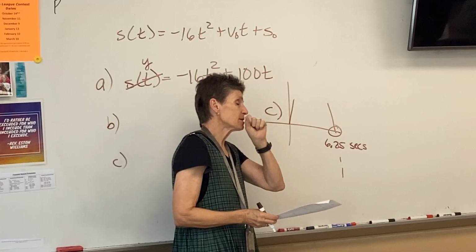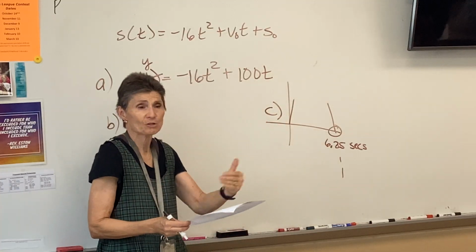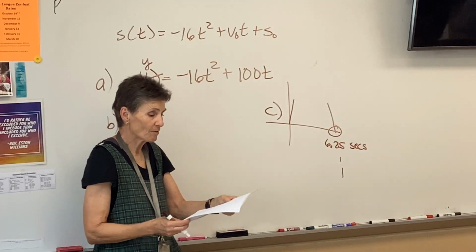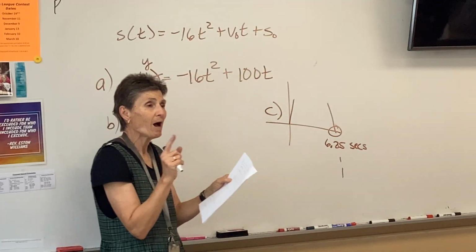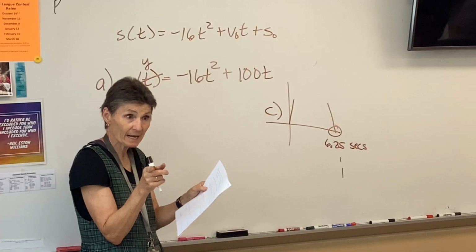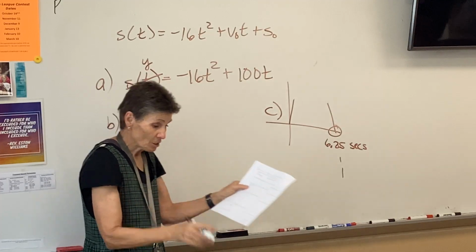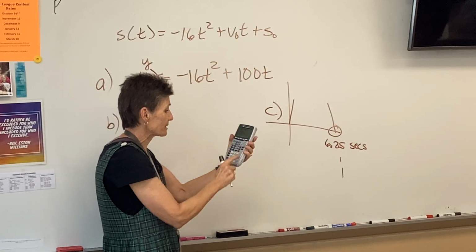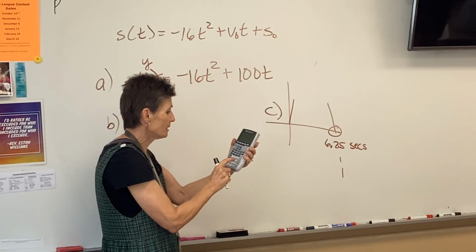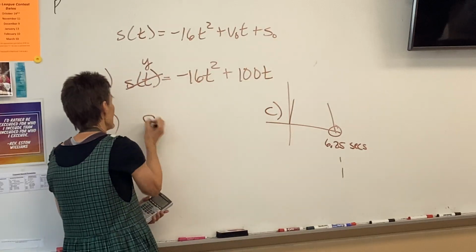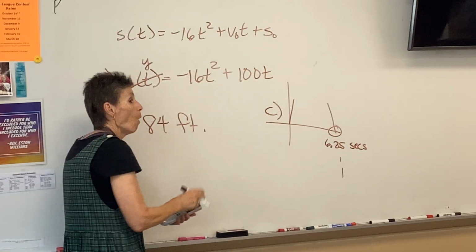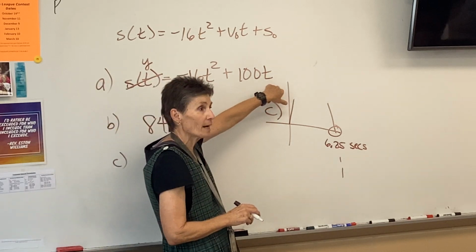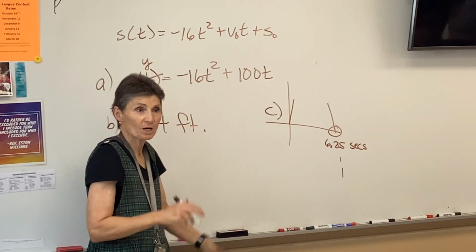The questions you're gonna be asked are these three. You're gonna write the equation, you're gonna find when the ball's on the ground, and then the third question is, how high is the ball after 1 second? So I can either do second trace, value 1, enter, and get 84, or I can plug 1 into my equation, whichever you want to do.